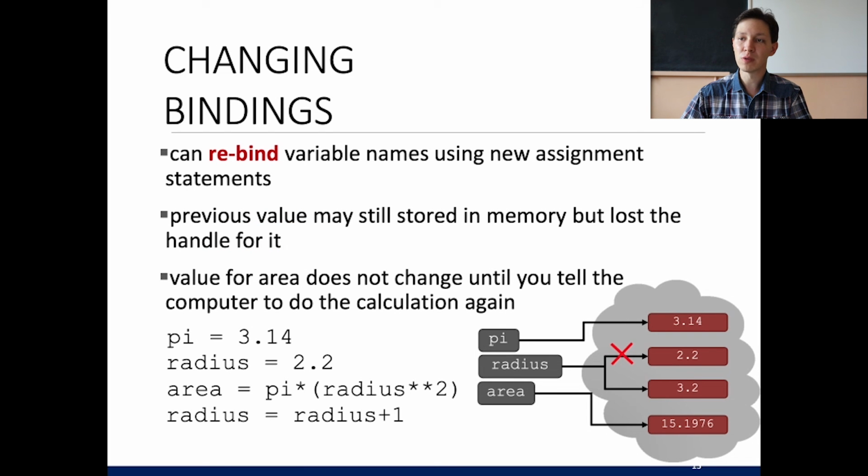Let's see what's going on behind the scenes when we rebind variable names using new assignment statements. First, we assign a value of 2.2 to the radius variable. Later in our code, we increase its value by 1. Now you can see the radius variable stores 3.2 number, and previous value is still stored in memory, but we lost a handle for it. Python interpreter will clear this value from memory afterwards.